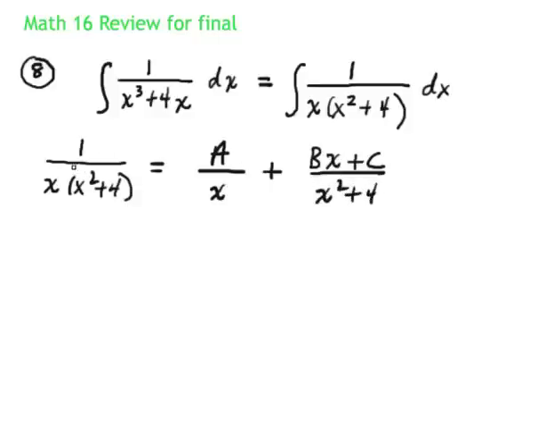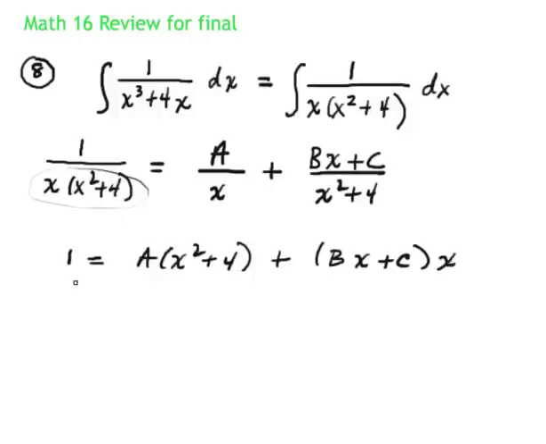Now multiply both sides by this denominator. So we have 1 is equal to a times x squared plus 4 plus bx plus c times x. All right, and just multiply that out. We have ax squared plus 4a plus bx squared plus cx.